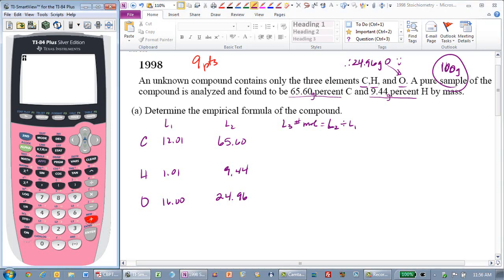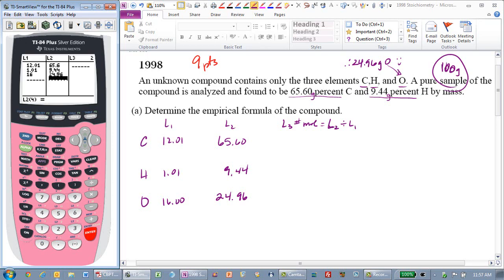Always a good idea to start by clearing your lists. Second plus 4, clear all lists, clear that out, start fresh, stat, edit. Get over to L1, and I'm just going to type for a second. Again, why are we doing this? Because it's going to be faster and more accurate in the long run when you get the hang of this. We're going to do it in other places in the course as well. I want you to be a lean, mean, problem-solving machine.